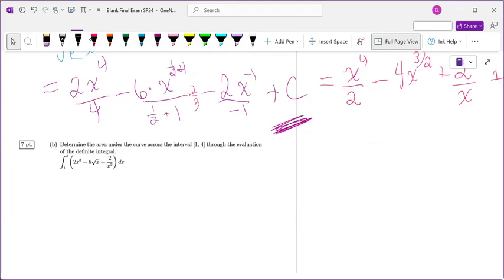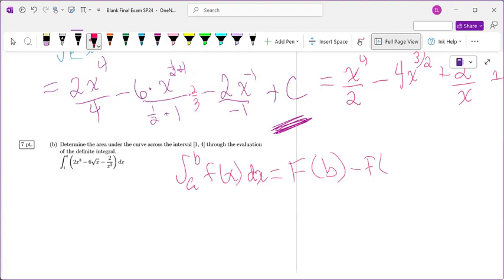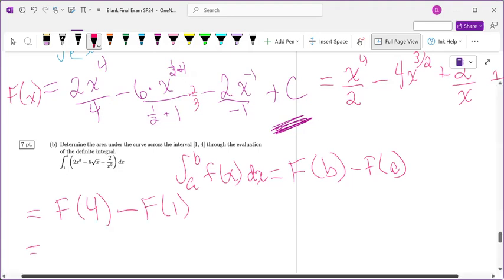I would at least like to see, we know the integral from a to b of f of x dx is big F of b minus big F of a. So what we found up here was big F of x. I would like to see that you understand this integral then is F of 4 minus F of 1. And now I'm going to plug 4 into that crazy formula.